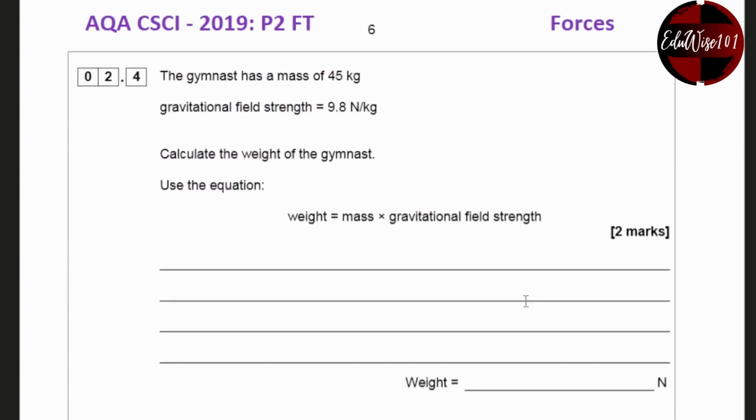The gymnast has a mass of 45 kilogram. So mass is 45 kilogram, gravitational field strength is 9.8. Calculate the weight of the gymnast. Use the equation weight equals mass times gravitational field strength. So the mass is 45 multiplied by 9.8. That gives me 441 Newton.